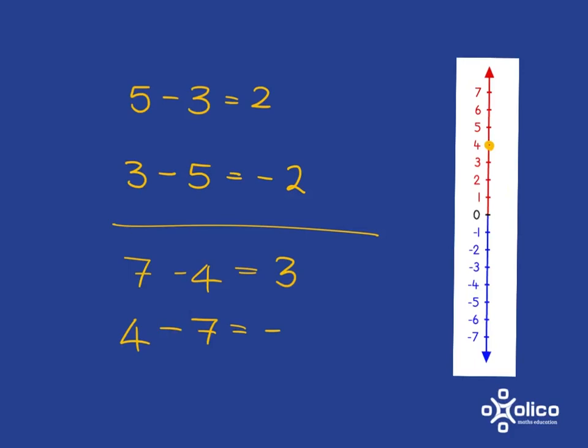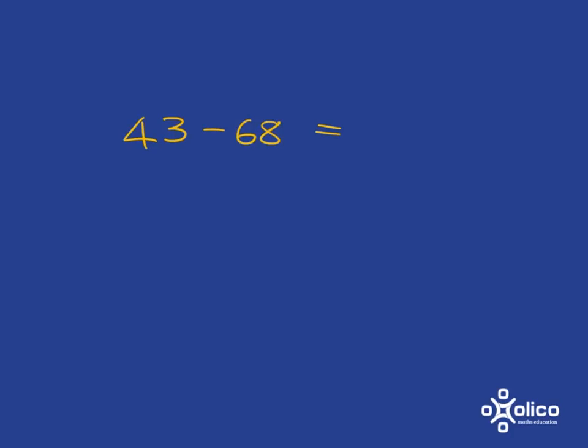So let's jump down those 7 steps. 4 steps gets me to 0, and 3 more steps to make up my total of 7 steps will get me to negative 3. Can you see the pattern that I am seeing here? That if 7 minus 4 is 3, then 4 minus 7 will be negative 3. And we can write this by saying 4 subtract 7 is going to give me the same answer as 7 subtract 4, except it will be negative. So how does that help me?